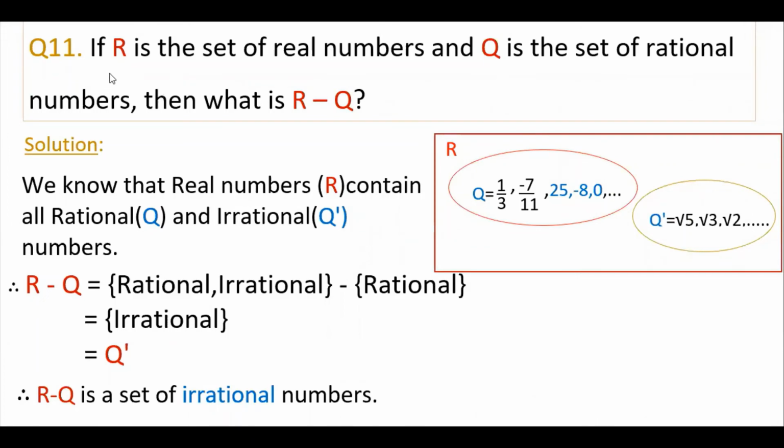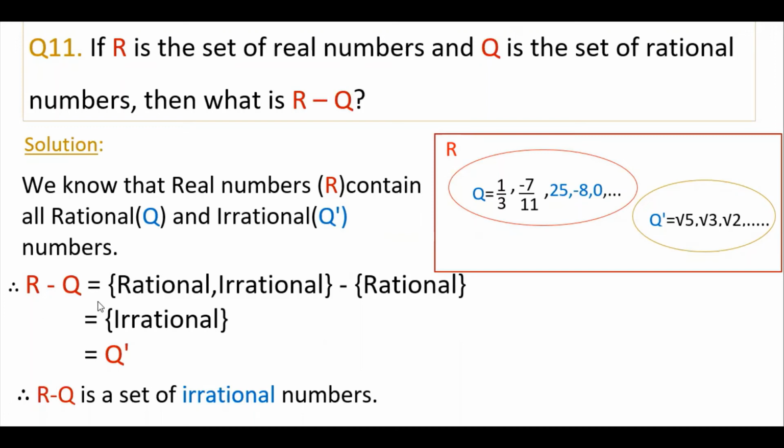This is the 11th problem. If R is a set of real numbers and Q is a set of rational numbers, then what is R minus Q? So here R is the set of real numbers. We know that real numbers include the rational numbers as well as the irrational numbers. Irrational numbers means root 5, root 3, root 2, etc. And rational numbers are all the numbers, including natural numbers, whole numbers, and integers, everything. So it is in the form of p by q. So we know that the real numbers contain all rational and irrational numbers, that is Q and Q dash.